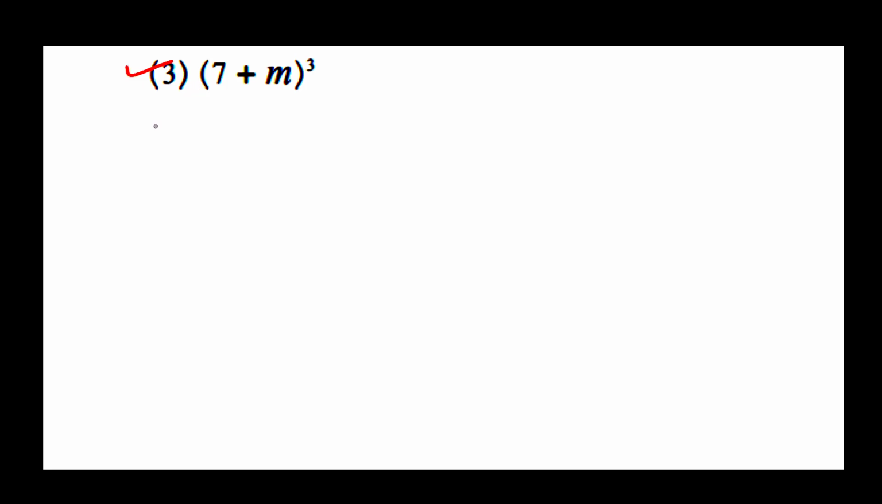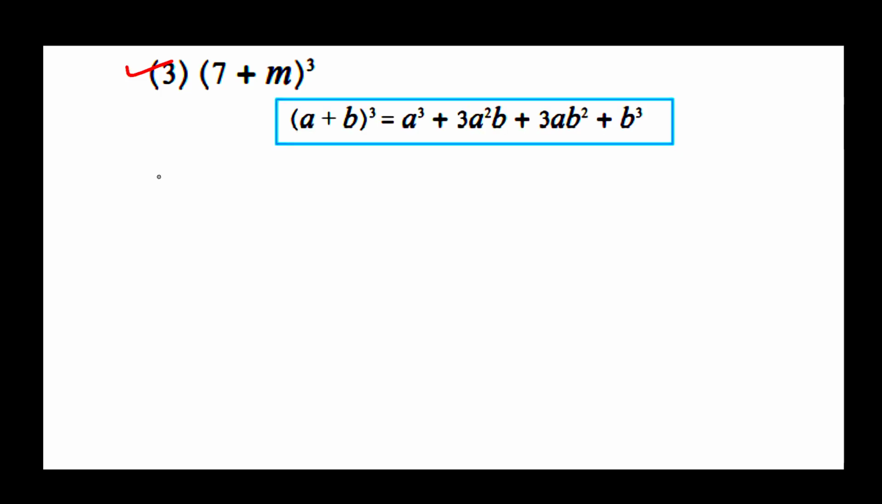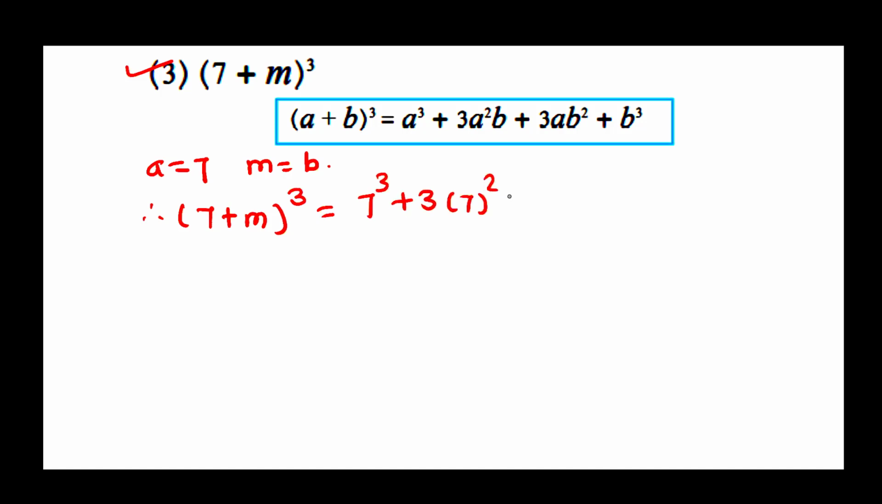(7 + m) cube, or cube of (7 + m). Here, putting a = 7 and m = b. Therefore, (7 + m) cube = 7 cube + 3 into 7 square into m + 3 into 7 into m square + m cube.